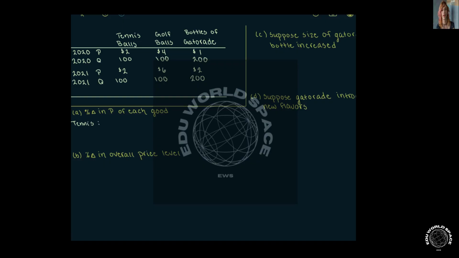To determine the change in price, we're going to take our price in 2021, which we see is $2, and we're going to subtract from it our price in 2020, which is $2, and divide it all by our price in 2020. So this gives us a 0% change in our price of tennis balls. Let's do the same thing for our golf balls. Taking our price in 2021 of $6 minus our 2020 price of $4, dividing it by 4, that gives us a 50% change in price in golf balls.